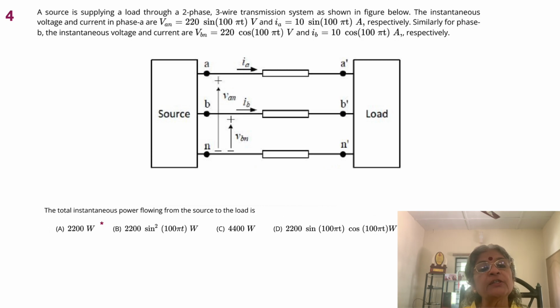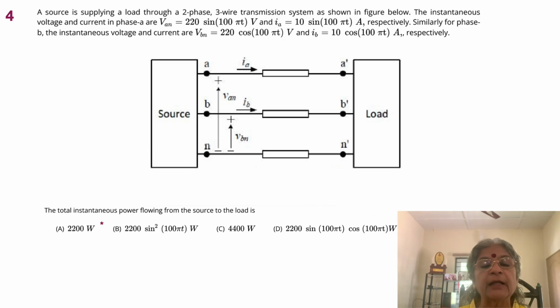The instantaneous voltage and current in phase A are VAN equal to 220, that's the maximum value, sine 100 pi t volts, and current is equal to 10 sine 100 pi t, so they are in phase. If you simply multiply the current and voltage maximum values, each divided by root 2 to get the RMS value, you get the power. Similarly for phase B, the instantaneous voltage is 220 cos, so there's a 90 degree phase difference. It doesn't matter, since the current is also of the same nature, so IB is equal to 10 cos 100 pi t.